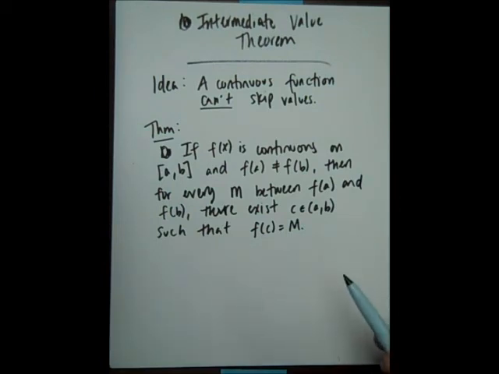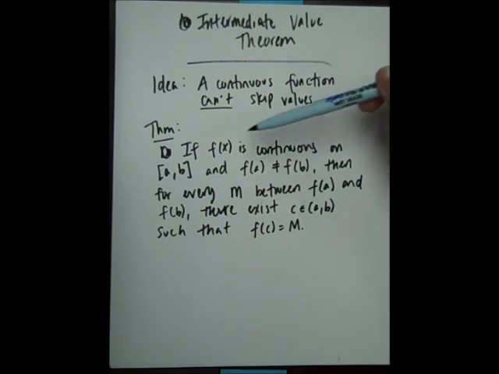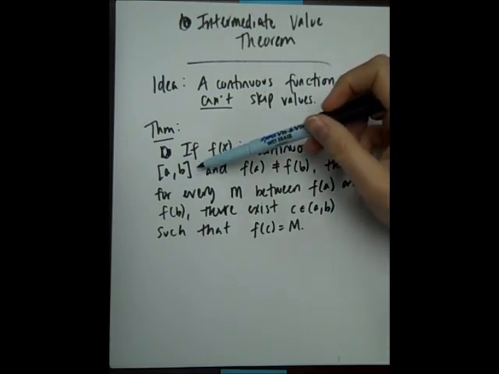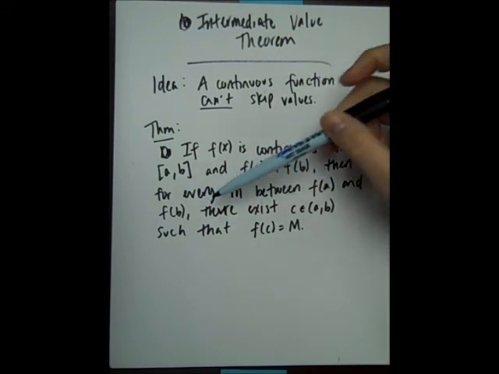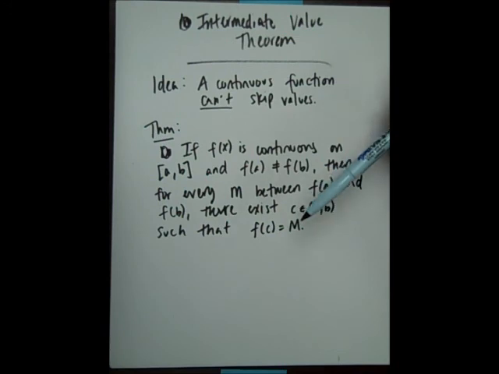So this is the formal statement of the intermediate value theorem, is that if I have a continuous function on a closed interval from a to b, and my two function values at the endpoints are not the same, then for every number between those two y values, there's an x value corresponding to it.